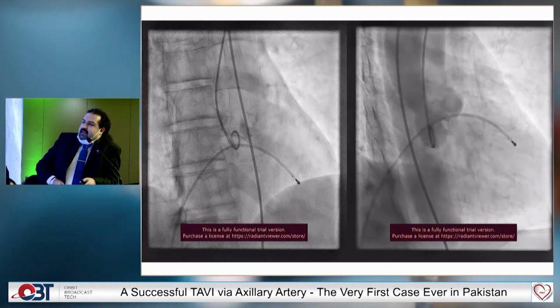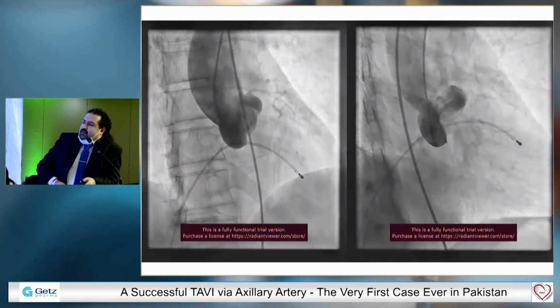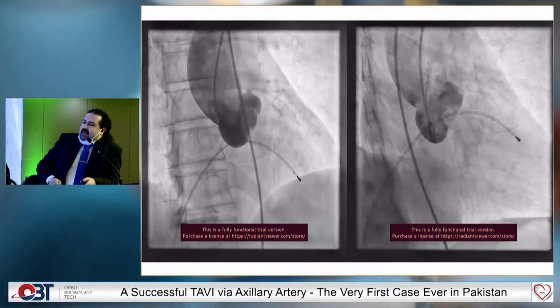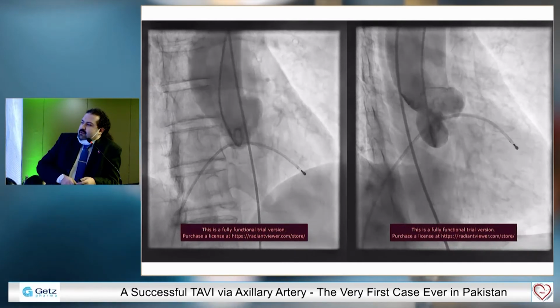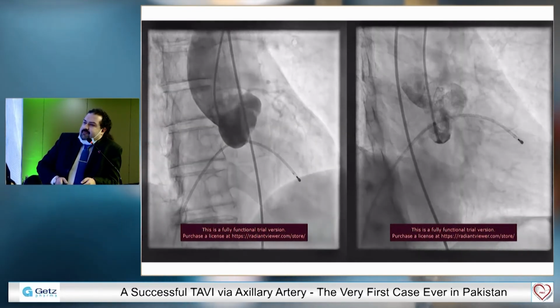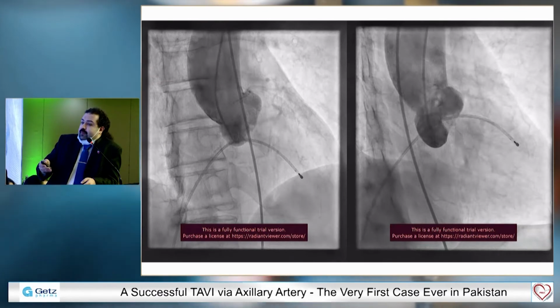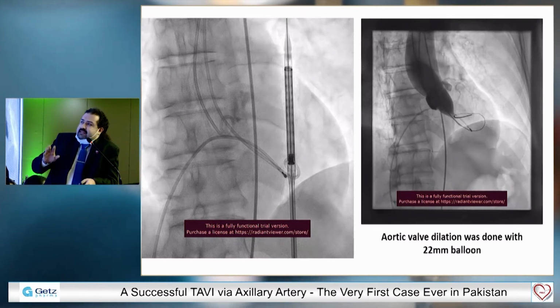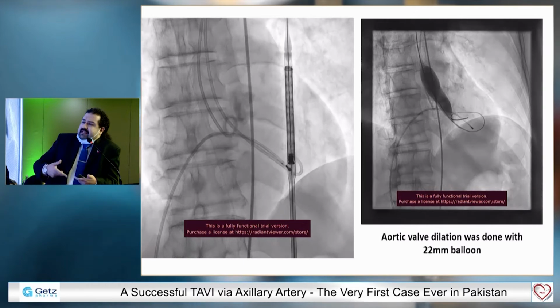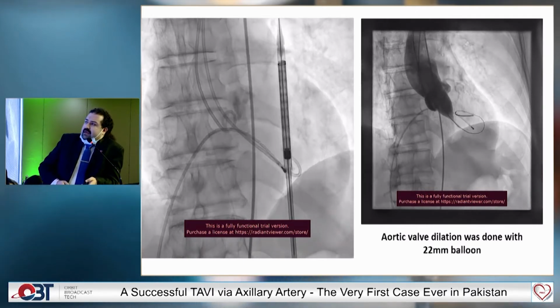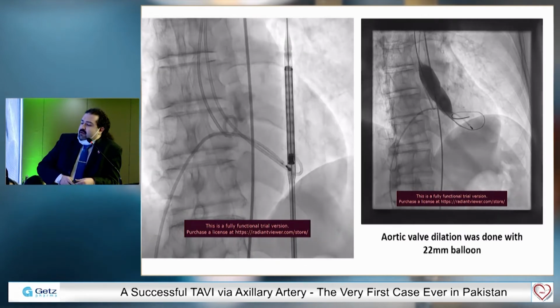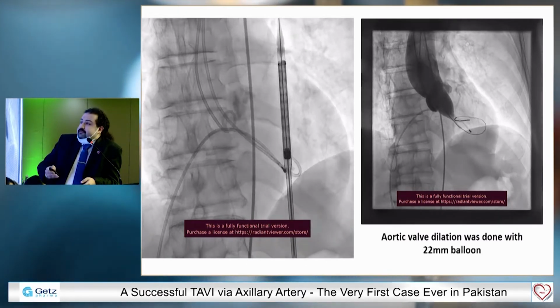So preparing for our valve to come, as we see, the pigtail is in the root of the aorta. We are doing the aortogram, and our pacing wire is in the RV apex. Our valve is still being prepared outside the body, and to facilitate the entry of the valve and optimize the result, we dilated the aortic valve with a 22 millimeter balloon.